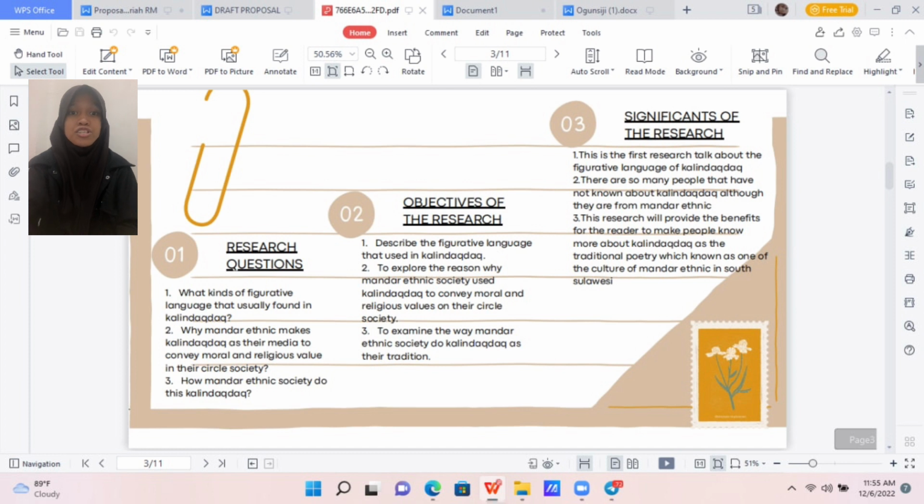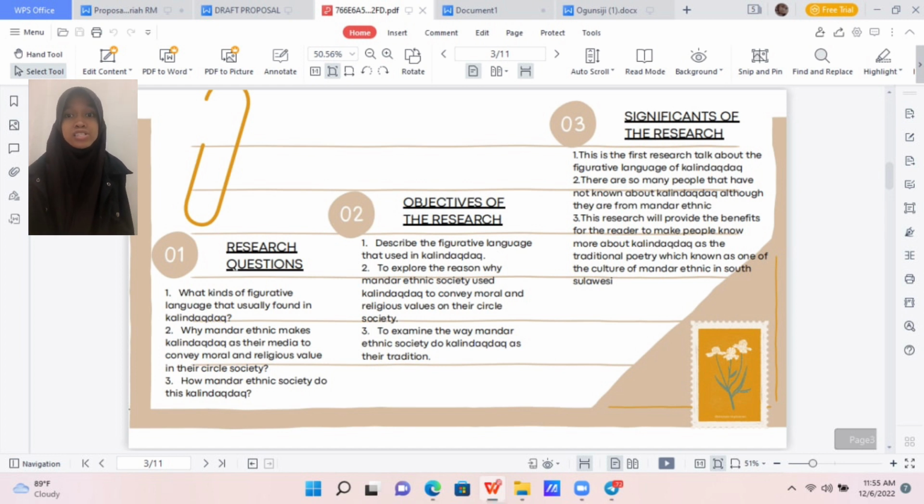Research questions. The first one is, what kinds of figurative language are usually found in Kalindada? Why do Mandar ethnic society make Kalindada their media to convey moral and religious value in their society? And then how does Mandar ethnic society do this Kalindada?